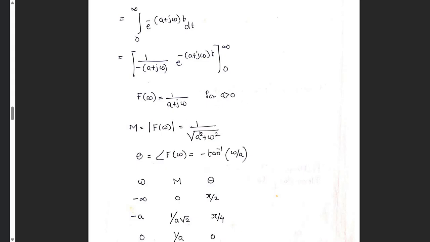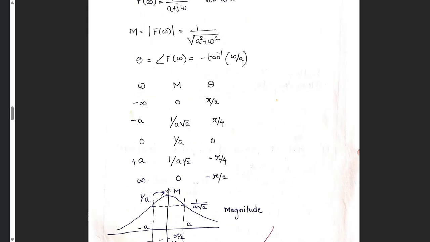Now the magnitude is the square root of real part square plus imaginary part square. So that is an square plus bn square. Similarly, the numerator magnitude is 1. The denominator magnitude is the square root of a square plus omega square. And the phase plot is theta equal to minus tan inverse of imaginary coefficient divided by real coefficient, that is omega by a. Now let us consider some sample values of omega: omega equal to minus infinity, omega equal to minus a, omega equal to 0, omega equal to plus a, omega equal to plus infinity.